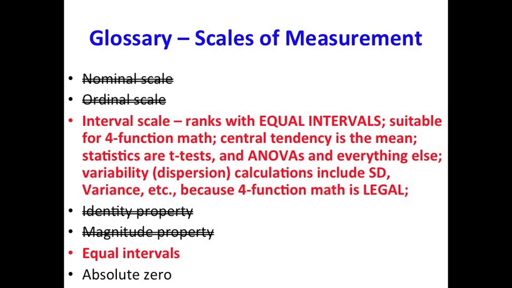There's an actual number of feet difference between us in terms of the jump, and that's meaningful, and that can be used in a lot of calculations. So an interval scale of measurement has equal intervals. It is suitable for four-function math. The central tendency measure is the mean. All of our commonly used friends, statistical comparisons like t-tests and analysis of variance, are allowable typically.